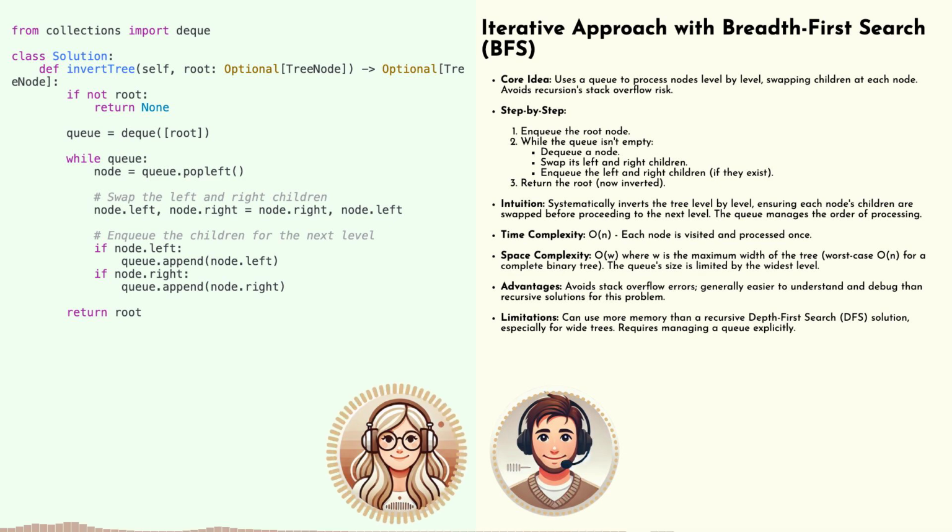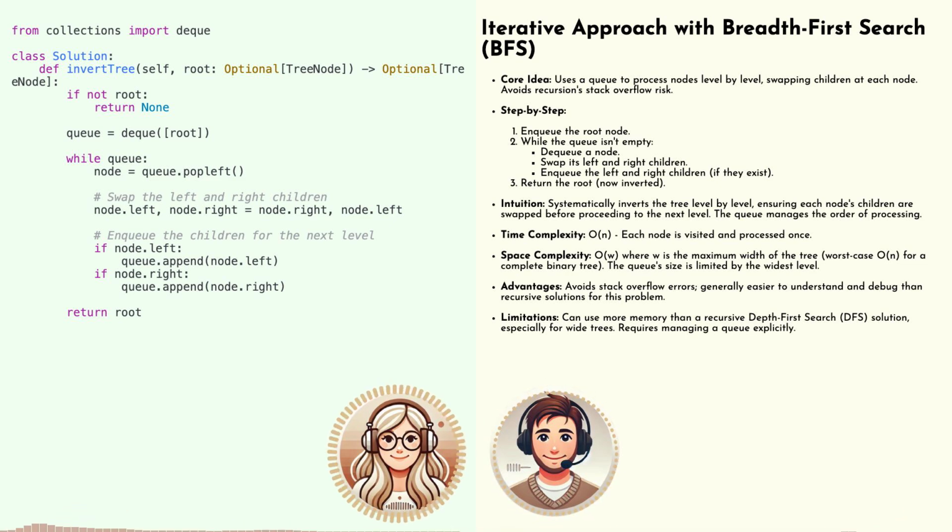Got it. And we just keep repeating that process. Dequeue a node, swap its children, and queue the children. The loop goes on until that queue is completely empty, which means we've visited and processed every single node in the tree. Okay, I'm following you. It seems pretty systematic and avoids that Stack Overflow problem. What about efficiency, though? How does it stack up against the recursive solution?